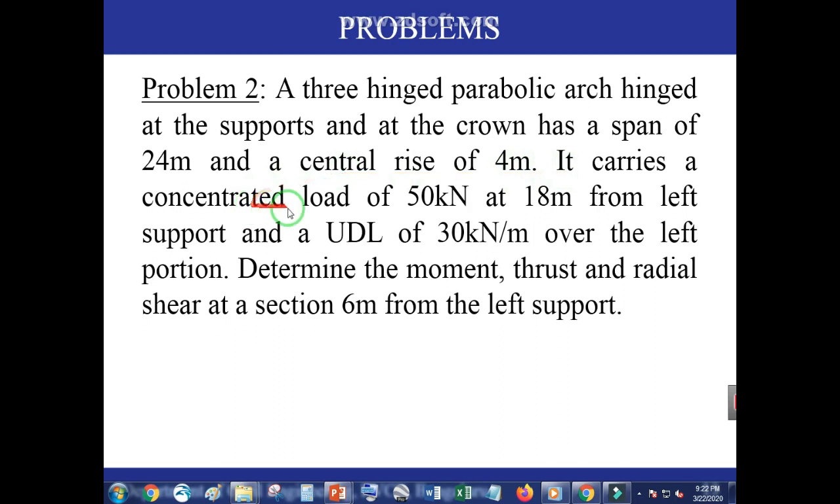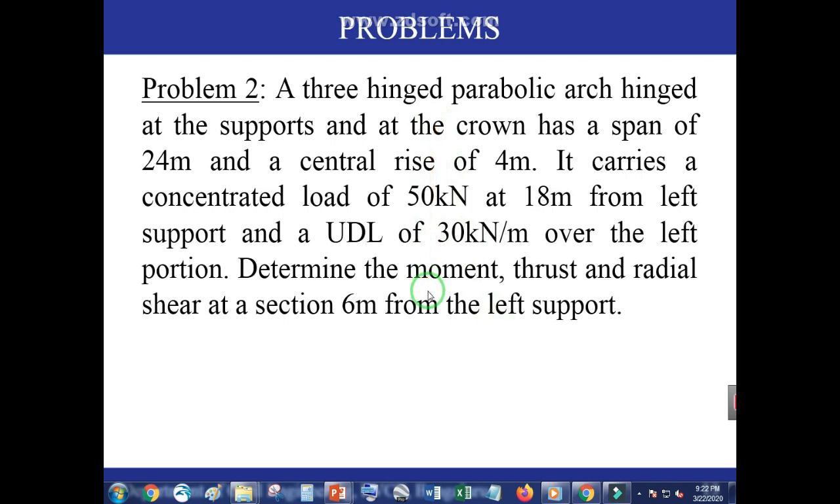It carries a concentrated load of 50 kilonewton at 18 meters from the left support and a UDL of 30 kilonewton per meter over the left portion. So determine the moment, thrust and radial shear at a section 6 meters from the left support. So the problem is pretty simple. It is same as problem number 1, but here the data is given.